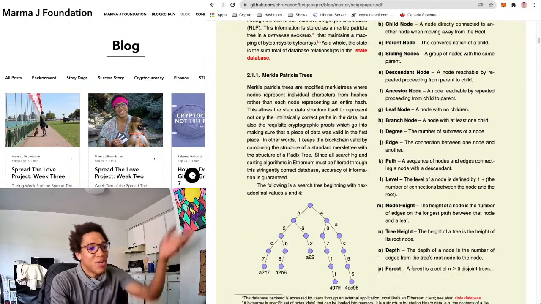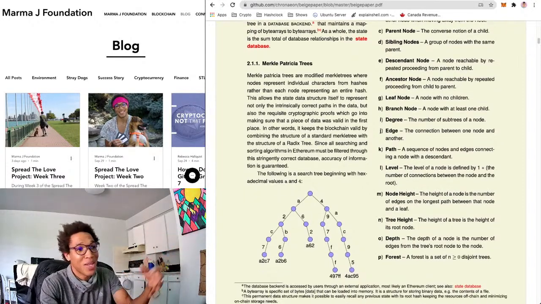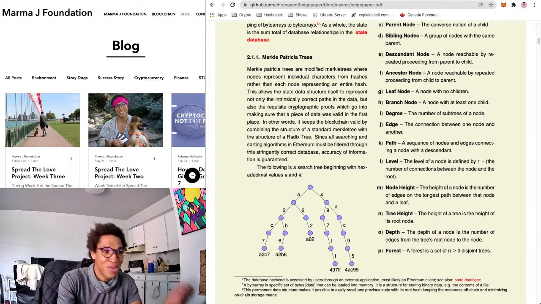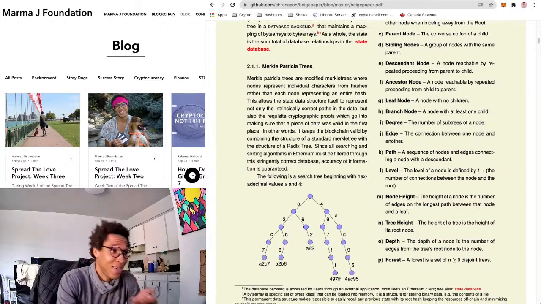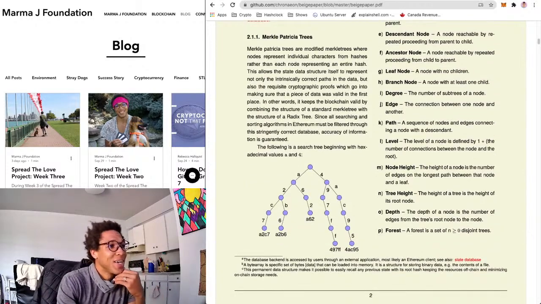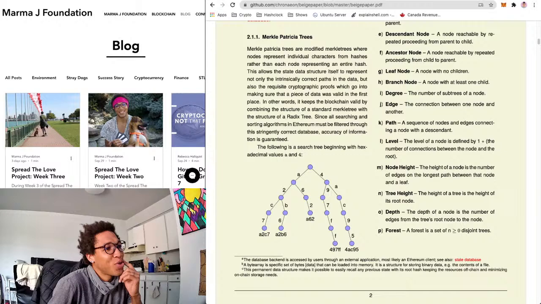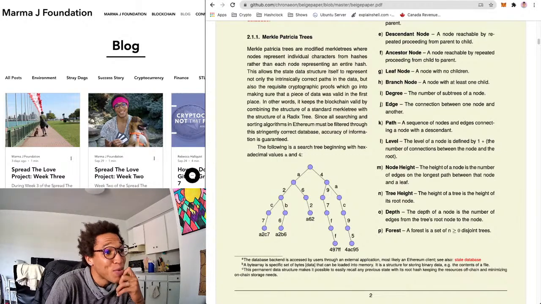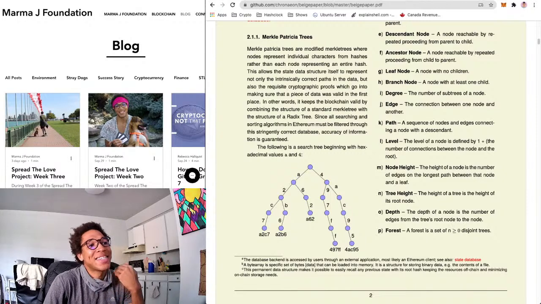So now you can look at this diagram. It does a very good job explaining what Merkle Patricia trees are, how they're used in Ethereum, and all the definitions to the side. So I love this paper so far. Anyways, 2.1.1. Merkle Patricia trees are modified Merkle trees where nodes represent individual characters from hashes rather than each node representing an entire hash.